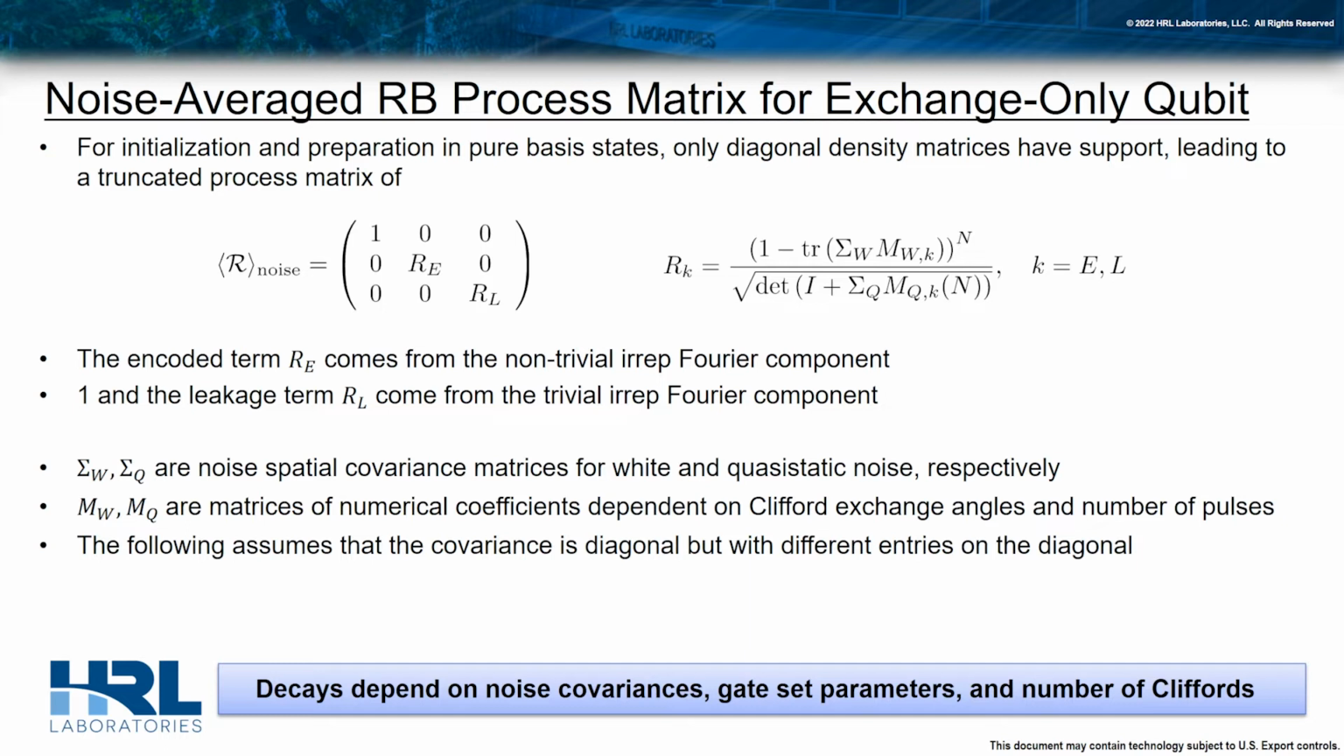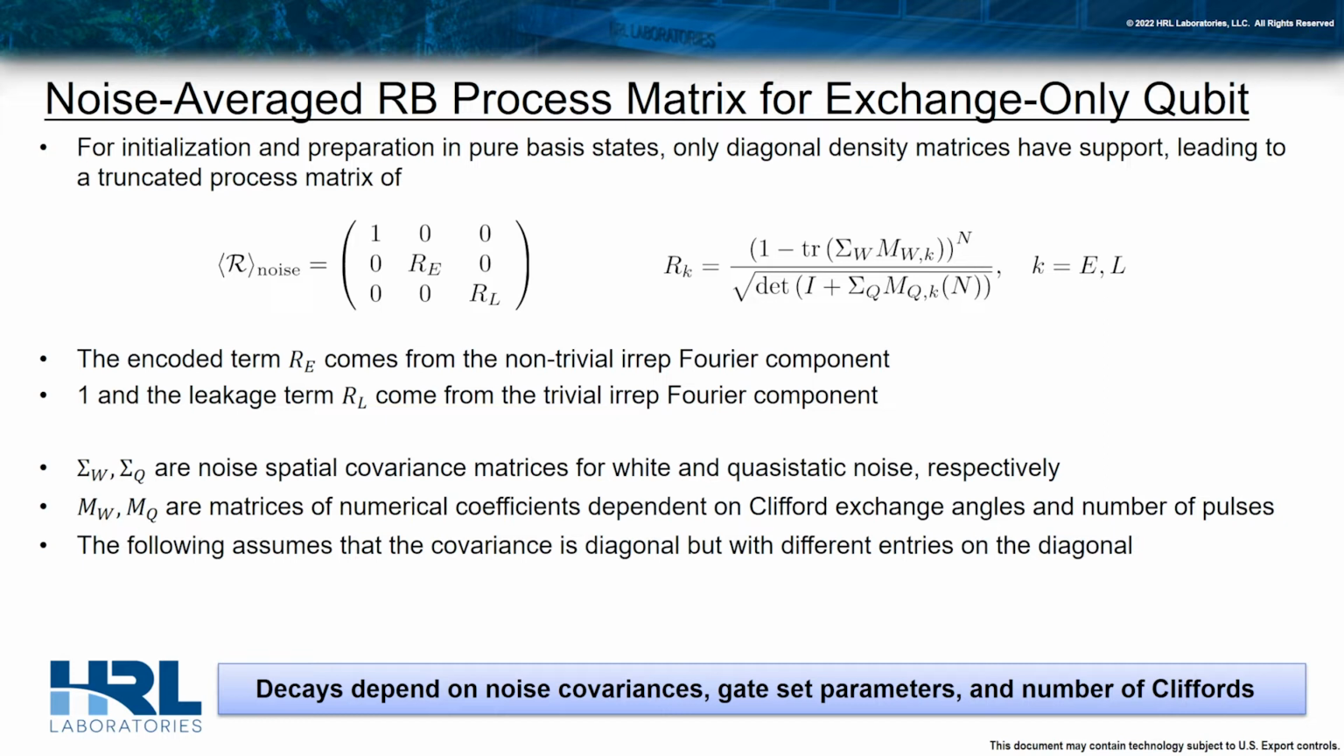We show a truncated process matrix here with only components that are necessary for computing basis state preservation and transition. RE in the process matrix comes from the non-trivial irrep. RL and 1 in the process matrix come from the trivial irrep. RE and RL have the same general form, which is shown on the right.